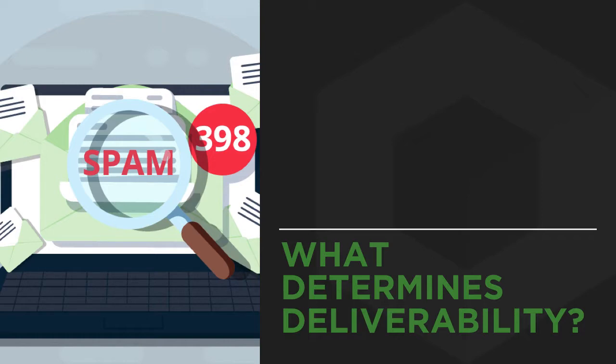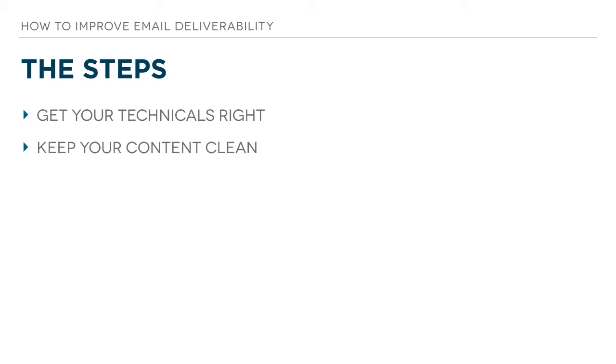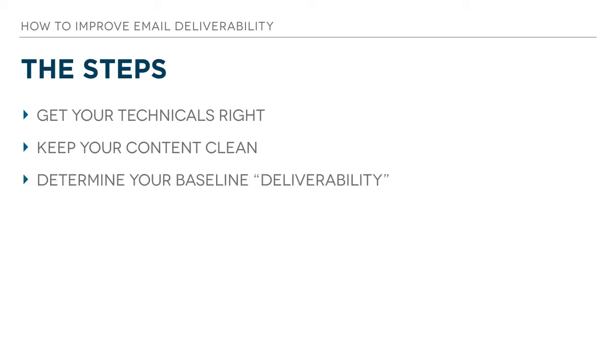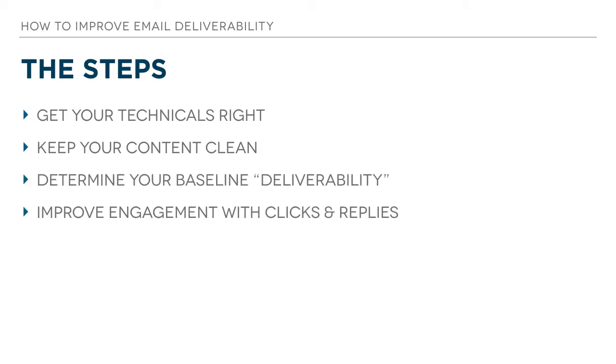So let's go through the 5 steps to improving your email deliverability. These are: first, you got to get your technicals right. Then keep your content clean. Next, determine your baseline deliverability. Then improve engagement with clicks and replies and slip through the filters. So I'm going to go through each of those briefly and give you a quick understanding of what you need to do exactly in each of these steps to make sure you get the best deliverability possible.